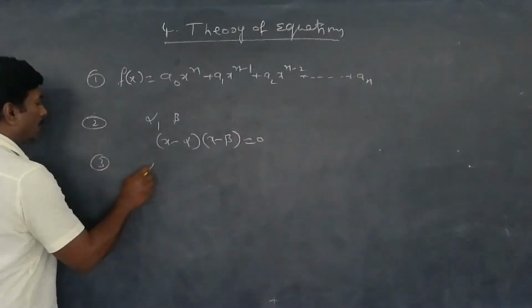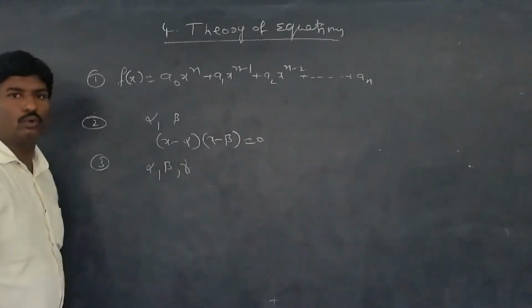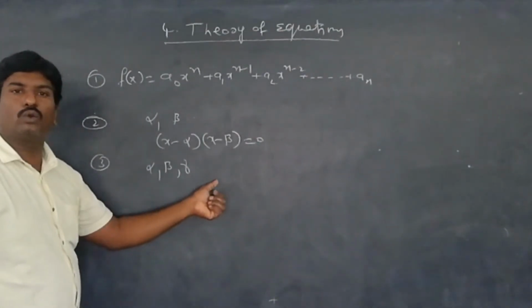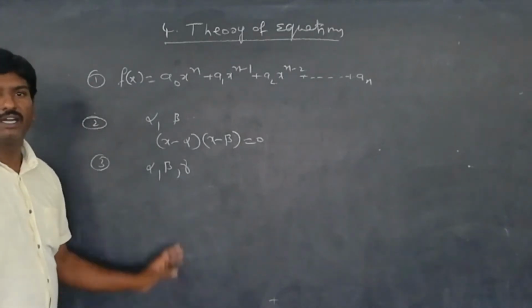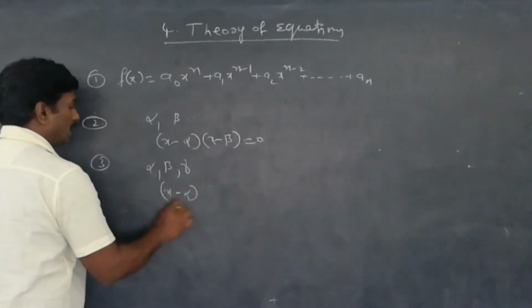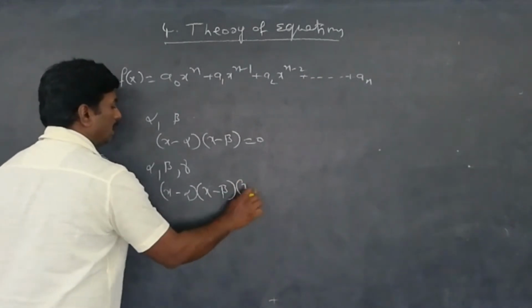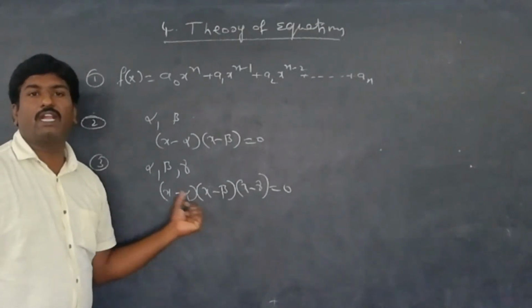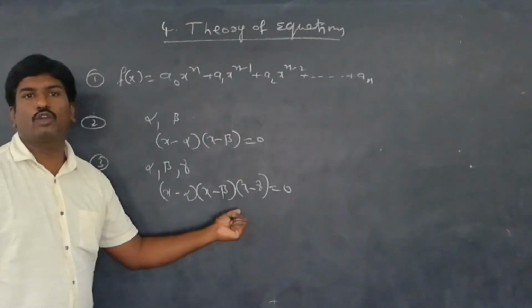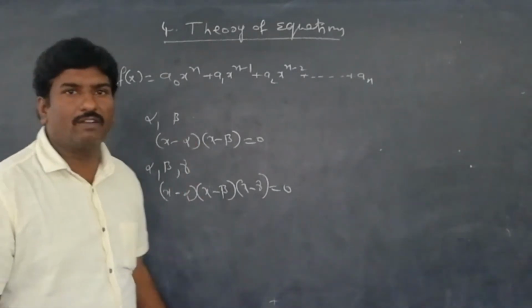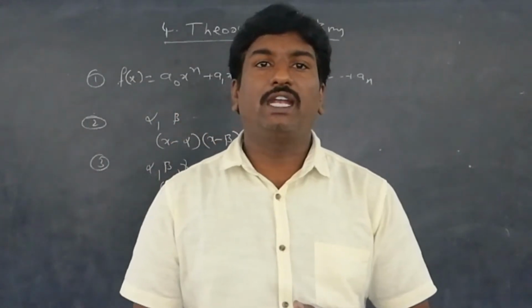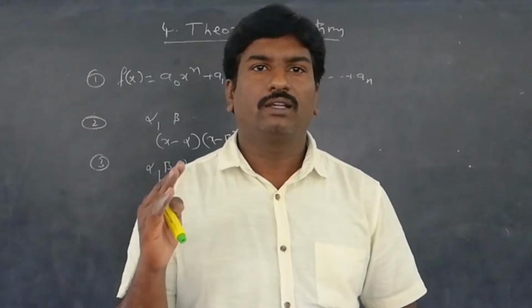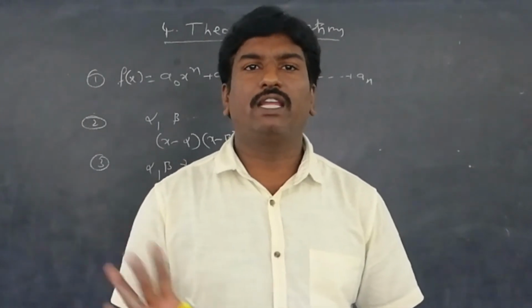Suppose I am taking alpha, beta, gamma are the roots of an equation. Then its equation is, tell me its equation, x minus alpha into x minus beta into x minus gamma is equal to 0. So by multiplying this, we get a cubic equation. So here clearly you can observe the equation degree is depending on the roots. Right? Otherwise the roots are depending on the power of the equation.